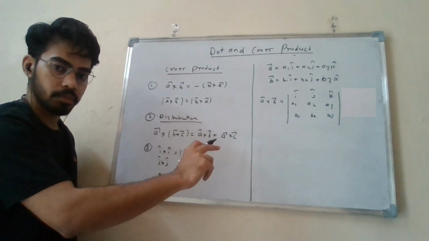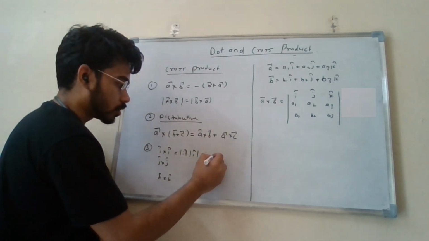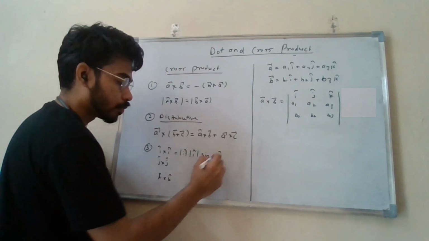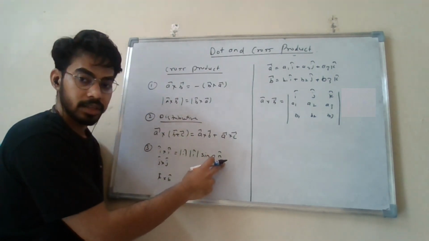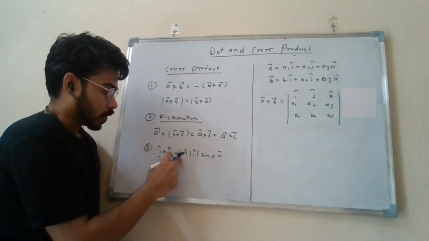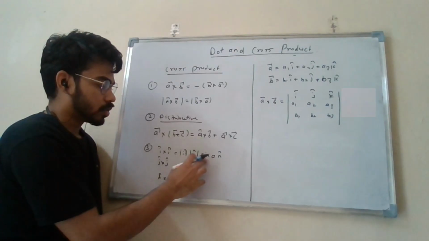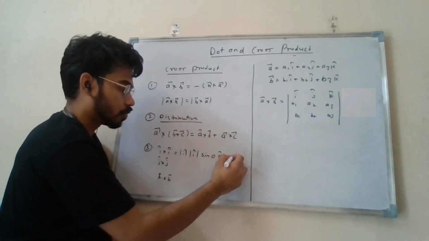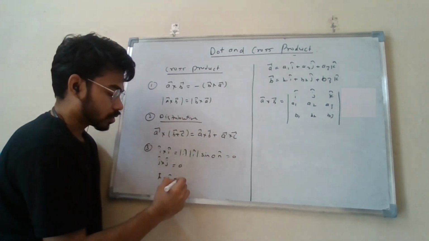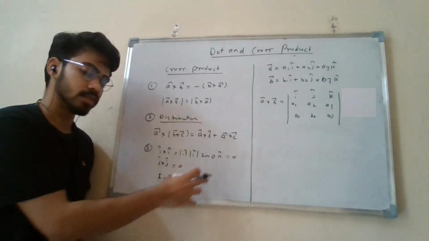Both are in the same line. That's why the angle is 0 degrees. Sine 0 into n cap. So how can we find the n cap here? N cap shows the direction. Well, it's not required here because sine 0 is 0. That's why I cross I is always 0. Similarly, J cross J is 0 and K cross K is 0 because the angle is 0, so sine 0 is 0.